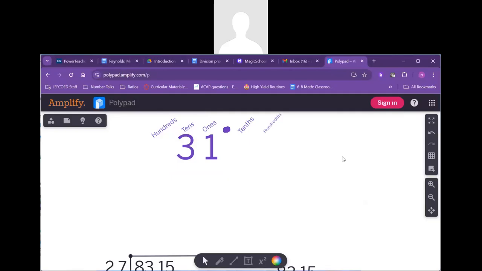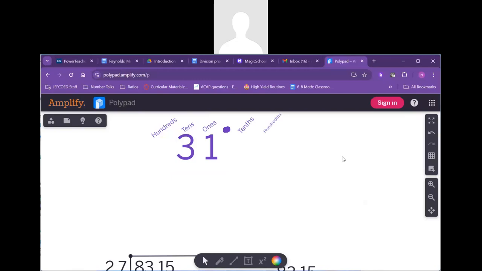I want to talk with you today about dividing when you have a decimal in your divisor. Before we do that, I want to remind you of how we multiply and divide numbers by 10. But right now, I specifically want to focus on multiplying numbers by 10.